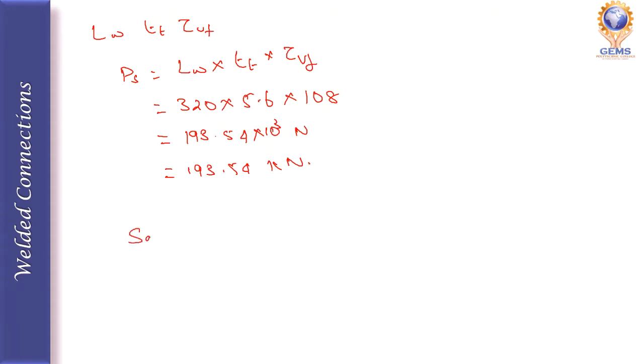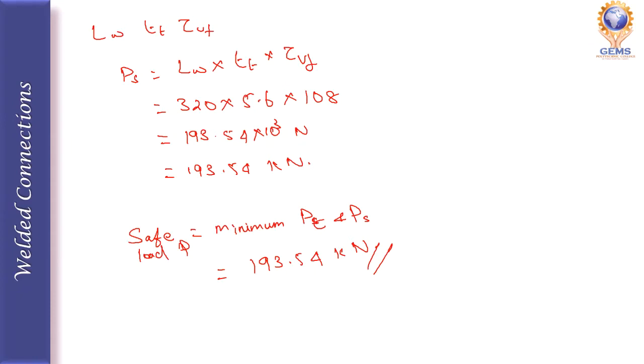The question says we have to find the safe load to carry the fillet weld. Safe load means it should be the minimum value. So take the minimum of the tensile strength of the smaller width plate and the shear strength of the fillet weld. The minimum is 193.54 kilonewton. So it is the solution for the first problem.